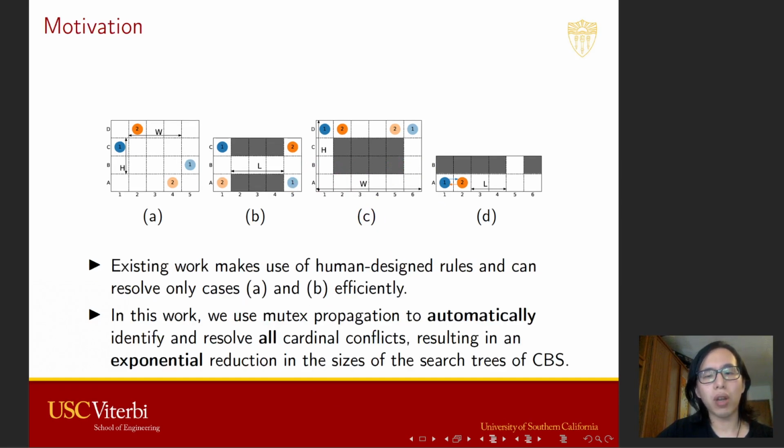Existing work makes use of human-designed rules and can only resolve case A and case B. In this work, we use mutex propagation to automatically identify and resolve all cardinal conflicts, giving us an exponential reduction in the size of the CBS search tree sometimes.